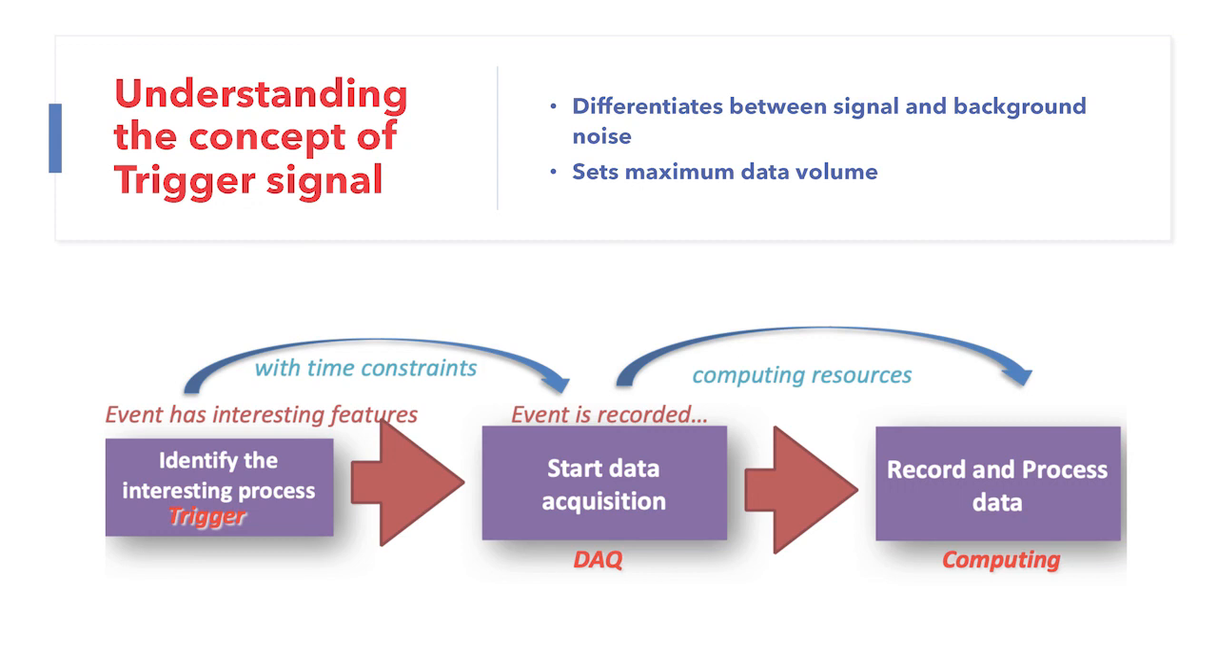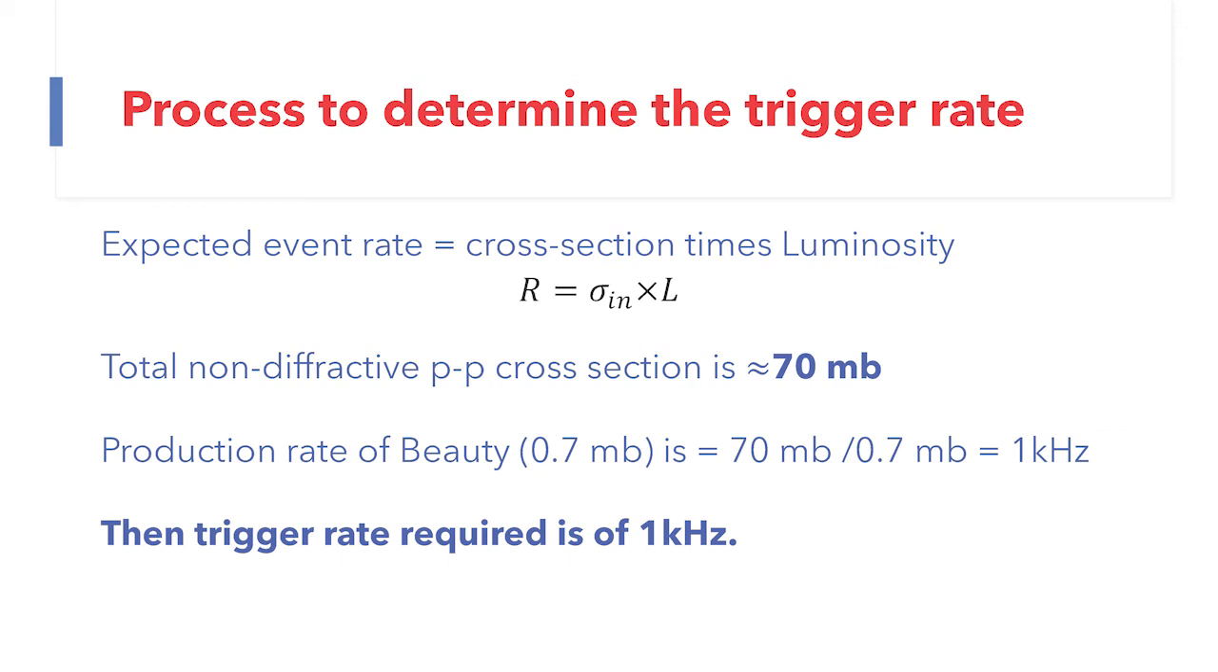Next, I am taking into the concept of trigger rate. As you can understand from the trigger signal, the next obvious question is, at what rate should the trigger be asserted? Let's go into that. The process to determine the trigger rate is very simple actually. The expected event rate is equal to the cross-section times the luminosity. When you collide two particles, lead or proton, head-on, there is a cross-section of that, and that is represented by this sigma, and times the luminosity.